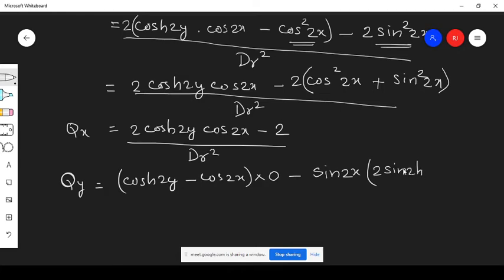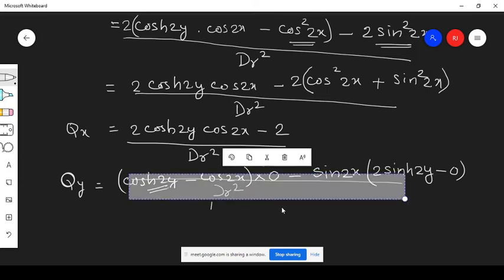I hope all of you have studied the formula which I have given yesterday. Okay, so this is 2 sinh 2y. Cosh 2y, its derivative is sinh 2y, and derivative of 2y is 2. So like that it is 2 sinh 2y. Then minus derivative of cos 2x, which will be 0, divided by the denominator square here also.